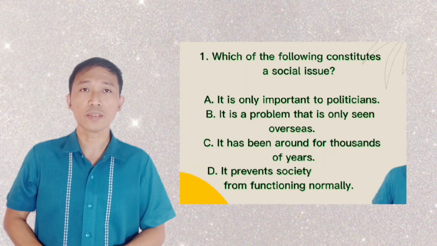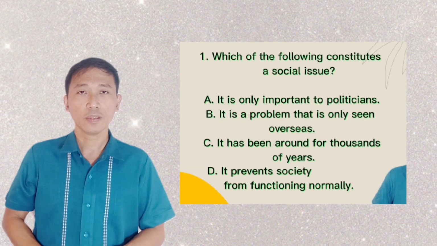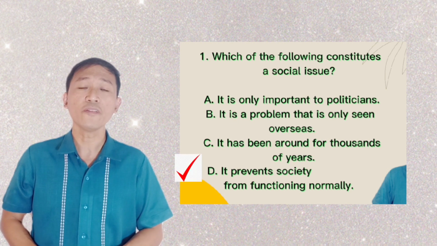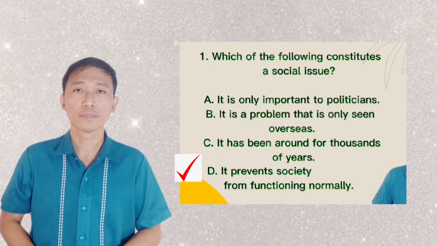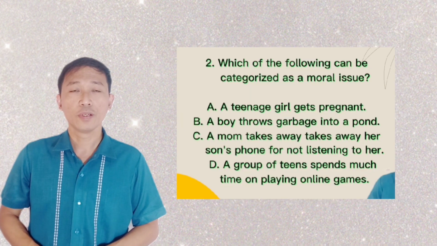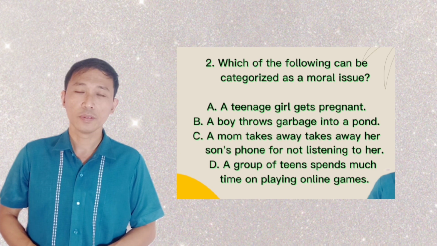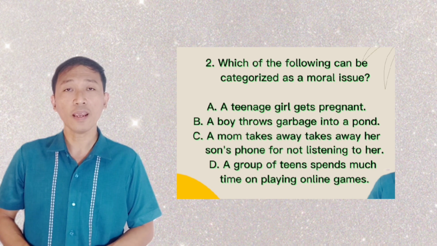Let's find out if you got the correct answers. Number 1. Which of the following constitutes a social issue? The correct answer is letter D. It prevents society from functioning normally. Number 2. Which of the following can be categorized as a moral issue? The correct answer is letter A. A teenage girl gets pregnant.